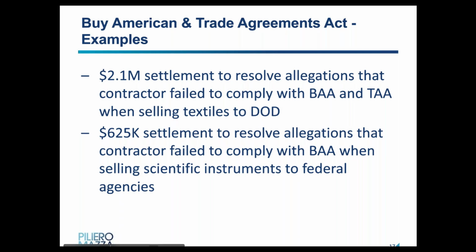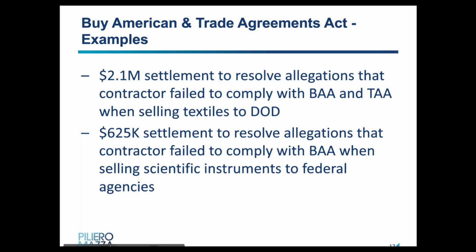So a couple examples here. There's a $2 million settlement to resolve allegations that the contractor failed to comply with BAA and TAA when selling textiles to DoD. In that situation, the contractor marketed its products as made in America, and they actually took the step of replacing foreign manufacturers' tags with tags that read made in America. So that's pretty blatant in terms of the knowledge element, that they had actual knowledge that their products were not made in America, and they were trying to hide that from the government.